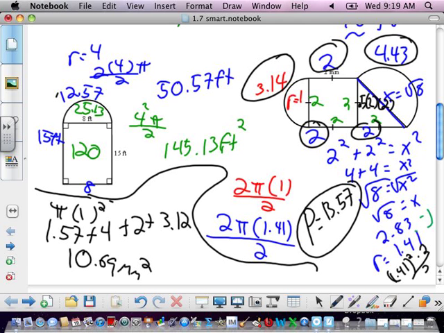All right, we've got 2 more word problems on the back, which we're going to figure out. You guys ready?